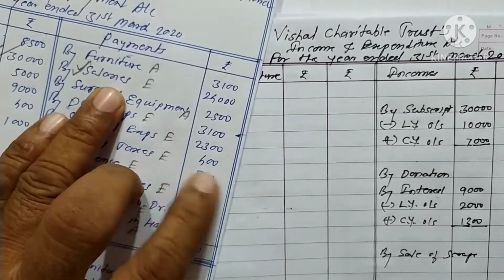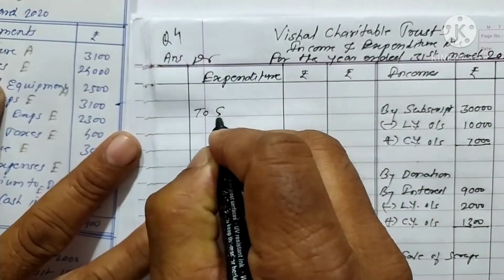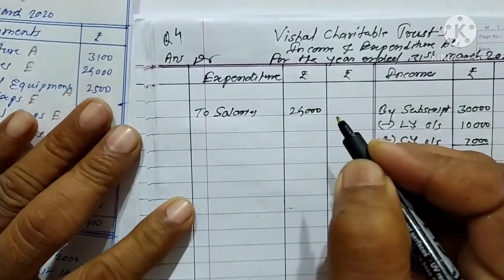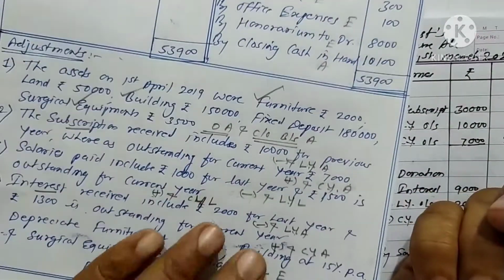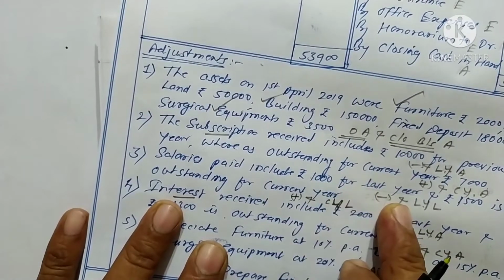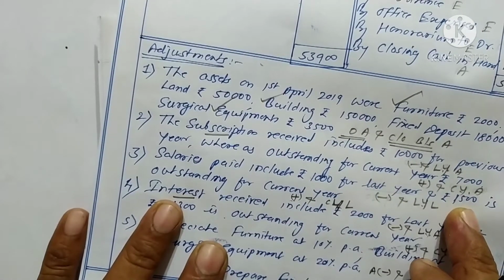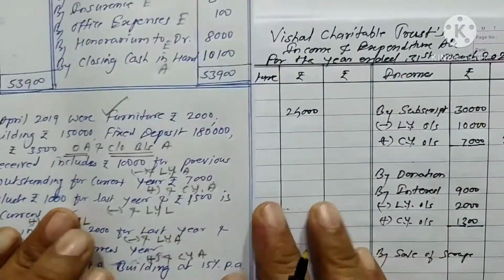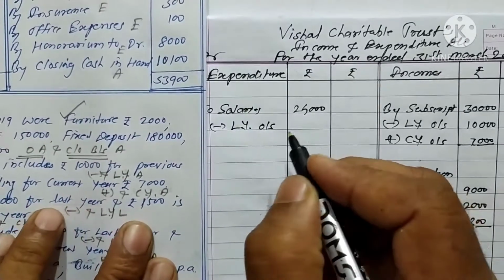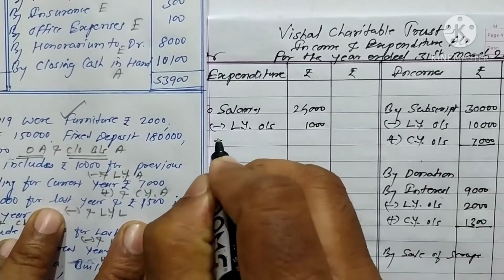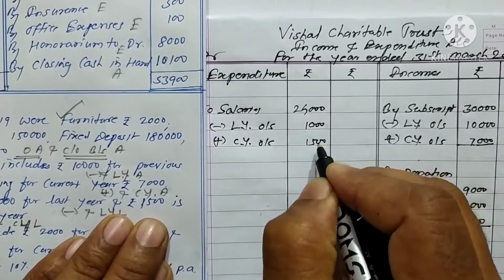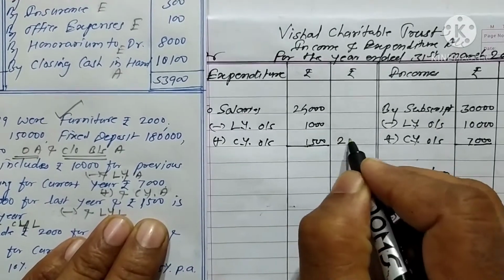First is salaries. We have to write here, to salaries rupees 24,000. We have to subtract last year outstanding and add current year outstanding. See adjustment three. Salary paid rupees 1,000 for last year should be deducted, and rupees 1,500 is current year outstanding, it should be added. Less last year outstanding rupees 1,000 and add current year outstanding rupees 1,500. Answer comes rupees 24,500.